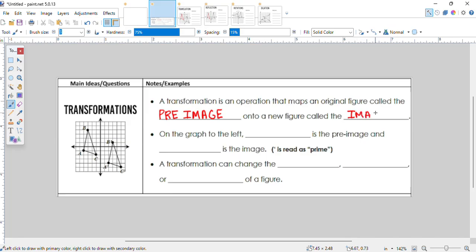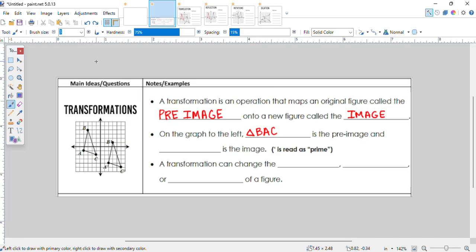Okay, so when I am talking about transformations, we are taking an object. In this case, if I look at the graph on the left, I am taking triangle BAC. That's what it's named, BAC. And that's my pre-image. And I'm going to do something to it so that it becomes this new triangle that we see here on the right. This triangle right here.